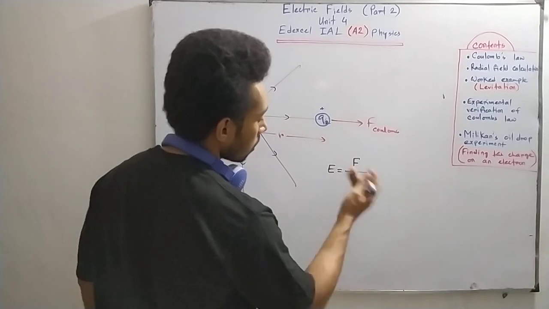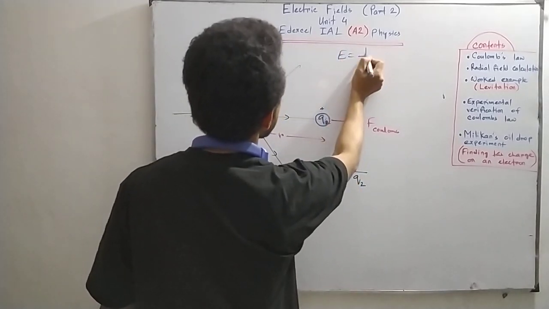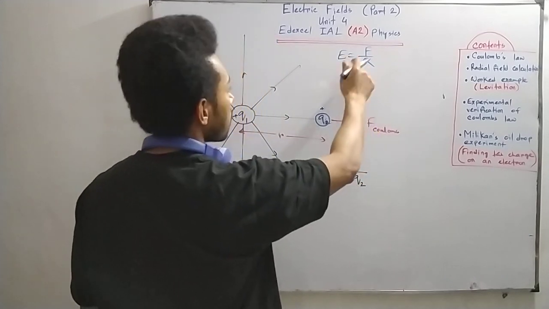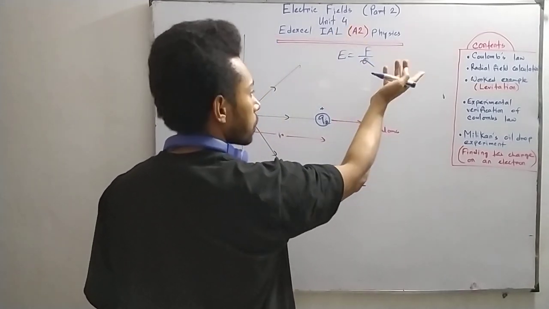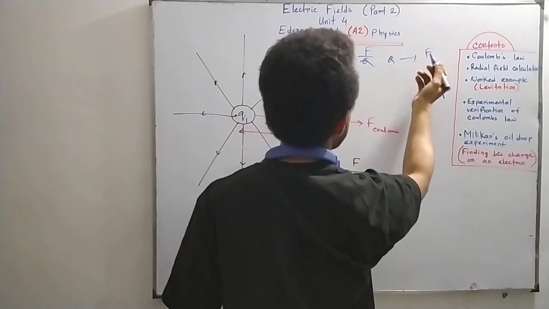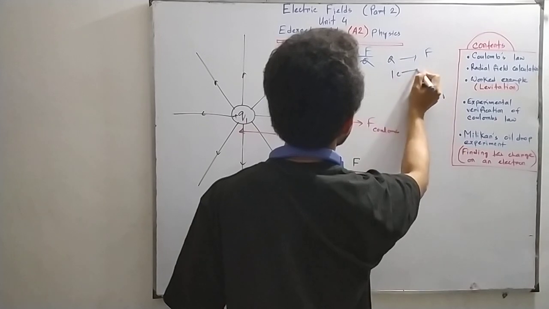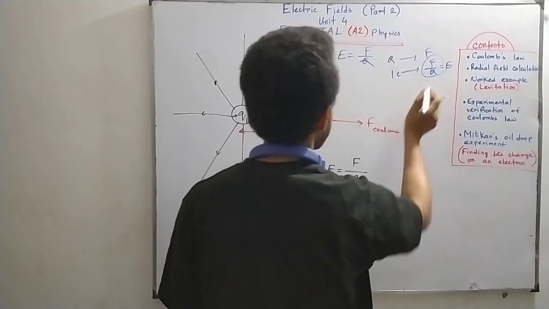I think you remember the formula of the electric field strength. E is equal to F divided by Q, electric field strength, force on unit charge. So if Q charge experiences a force F, then per Coulomb charge experiences a force of F by Q, and by definition this is the electric field strength.